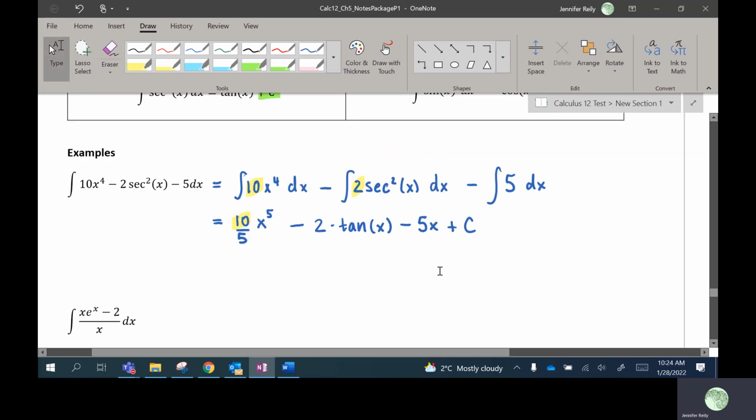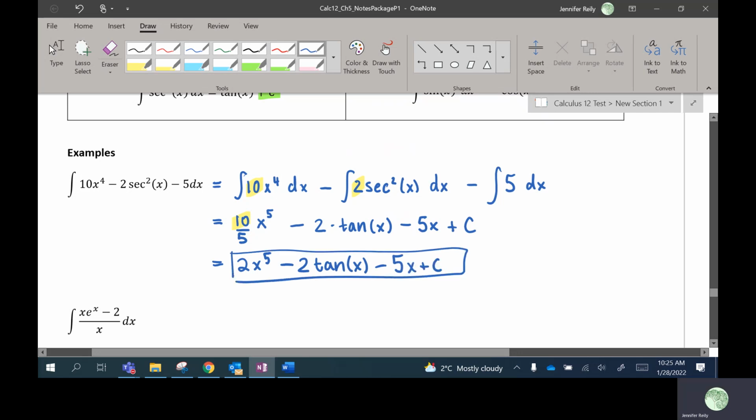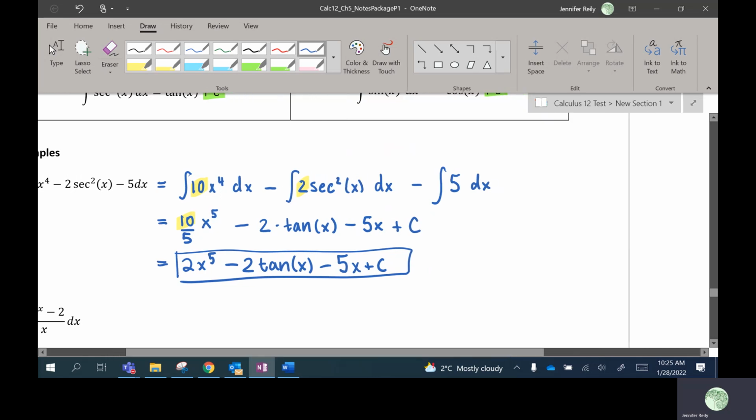Now let's write this a little bit nicer for my final answer. 10 divided by 5 is 2. Don't need the dot for the multiplication. It's implied when you write the numbers next to each other. There we go. Okay, and you can always, and I would totally recommend doing this on a test or something, do a check. Take the derivative of what we just answered and make sure it's the original function that was in the integral.